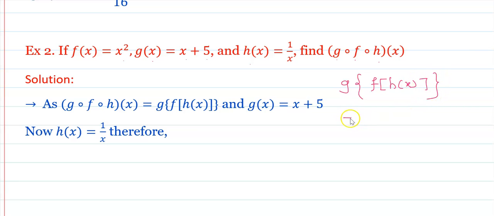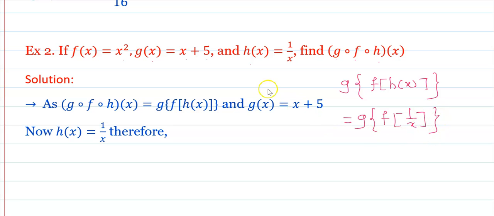Okay. Now one by one. This is g, in the curly bracket f. But what is h of x? h of x is 1 upon x. Therefore, I will write here, instead of h of x, 1 upon x.